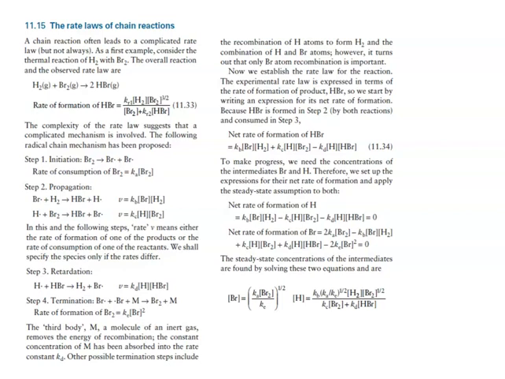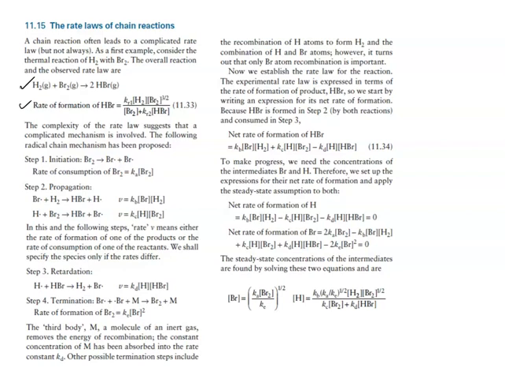As a first example, consider the thermal reaction of hydrogen gas with bromine. The overall reaction and the observed rate law are as follows. Here and here. Note the complexity of the rate law. The complexity of the rate law suggests that a complicated mechanism is involved.